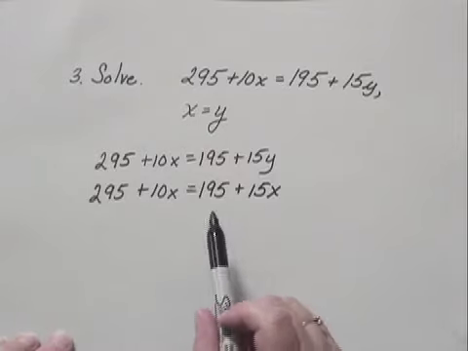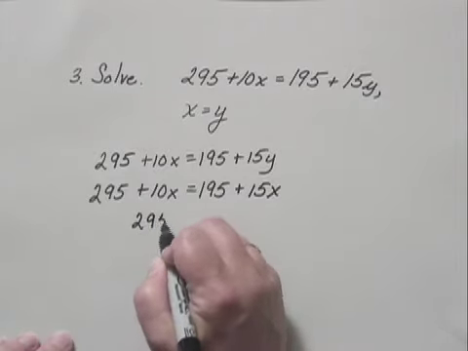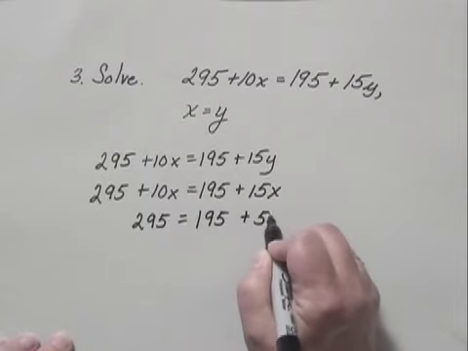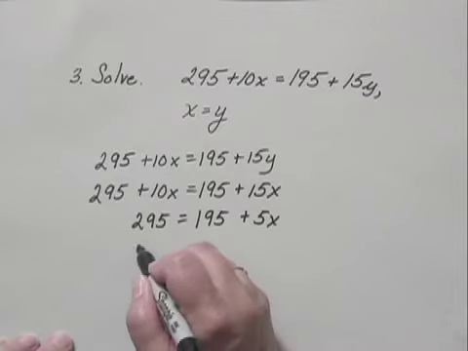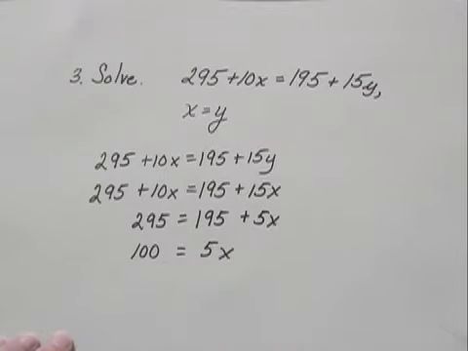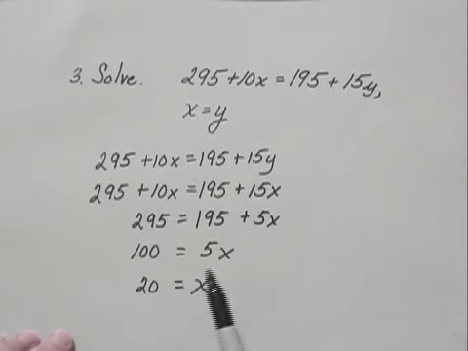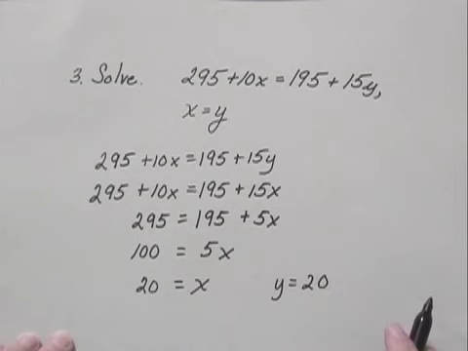Now I have an equation with just one variable, which I can solve for. I will, first of all, subtract 10x from both sides, and that gives me 295 equals 195 plus 5x. Now I'll subtract 195 from both sides, and that gives me 100 equals 5x. And now I'll divide both sides by 5. That gives me 20 equals x. Now, I also know that x equals y, so if x equals 20, then y must also equal 20.